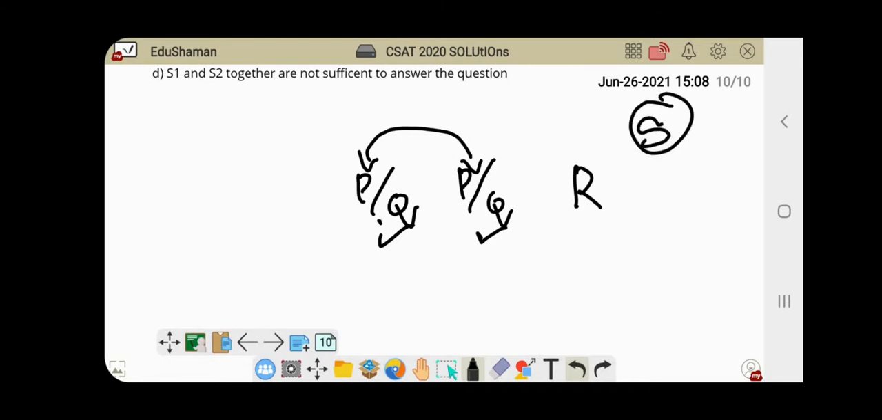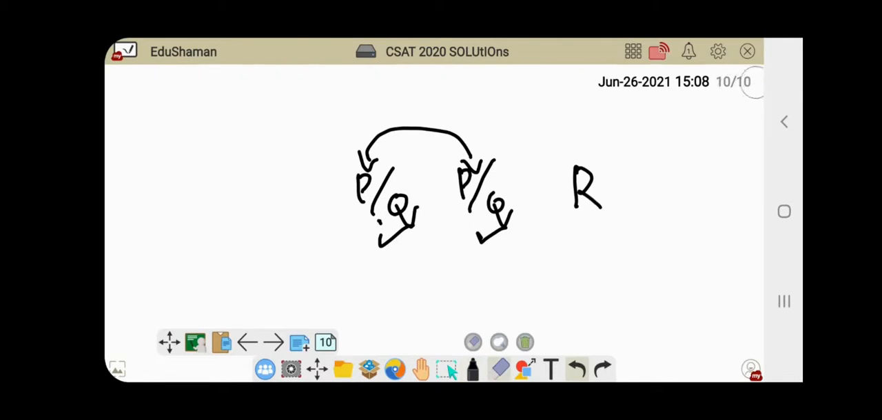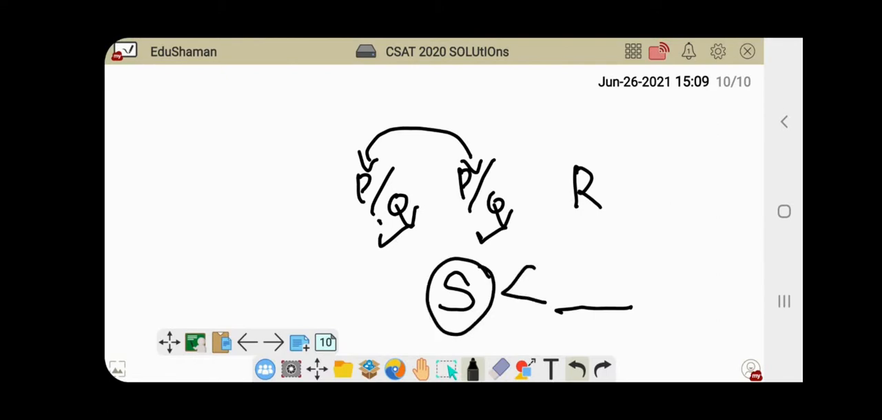We don't know the position of this S. So S1 is not sufficient to answer the question. Let's go to the second statement. S2: S is not the largest one. So this does not tell us anything. It just tells us that there is a largest number somewhere, and S is not one of them. S is lesser than the largest one. Okay, S is not the largest number.